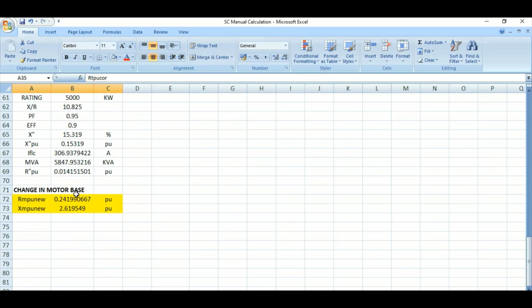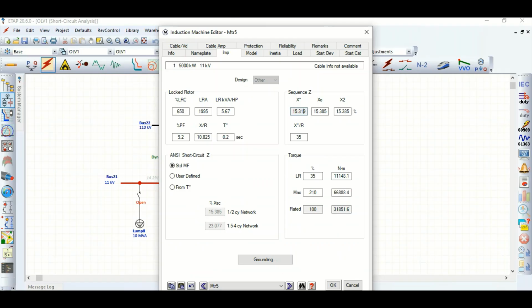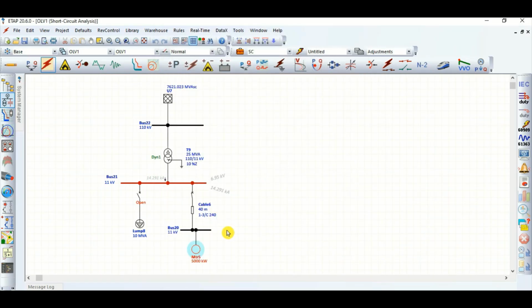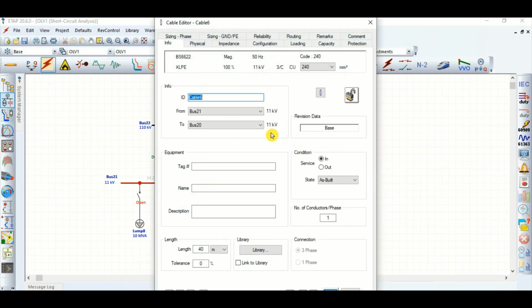Similarly, here also for the motor, this is the changed R value, resistance value, and reactance value. So we are done for the motor part. Now we will see the cable part. So, cable parameters.